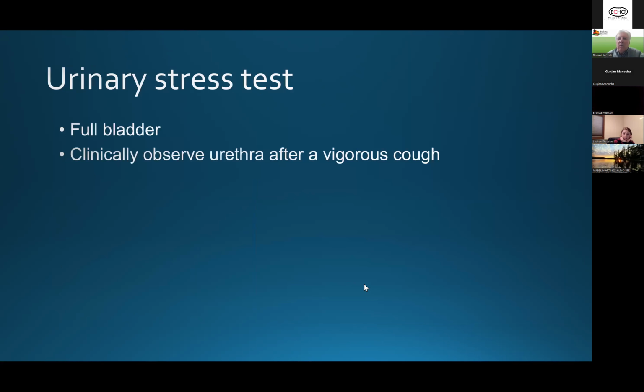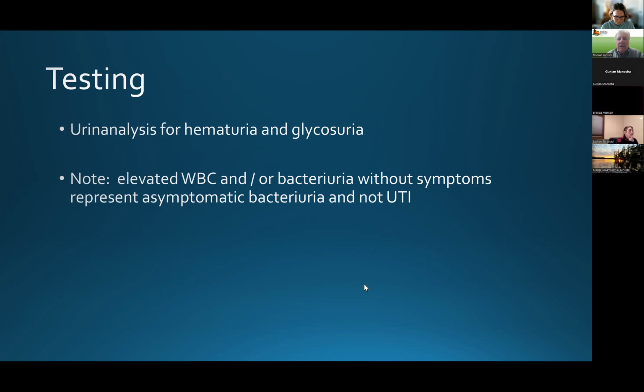So there are cardiac stress tests, and there are urinary stress tests. So you have somebody drink a half to a full liter of water, and they get a full bladder. You can document that on a bladder scan if you wish. And then you just observe them after they do a deep cough, and you see if there's any expression of urine as a result of that. Other testing that you might consider is to get a urine analysis.